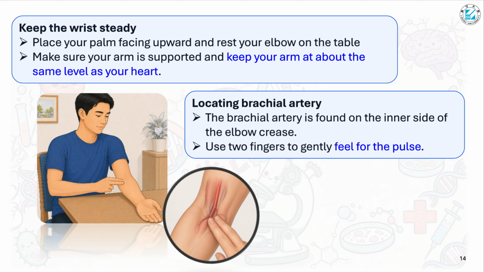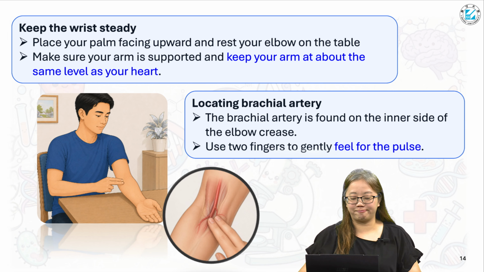Now, place your arm on the table. Keep your palm facing upward and rest your elbow comfortably on the table. Try to keep your wrist steady and relaxed. Make sure your arm is supported and keep your arm at about the same level as your heart. This position helps prevent the blood pressure reading from being too high or too low.